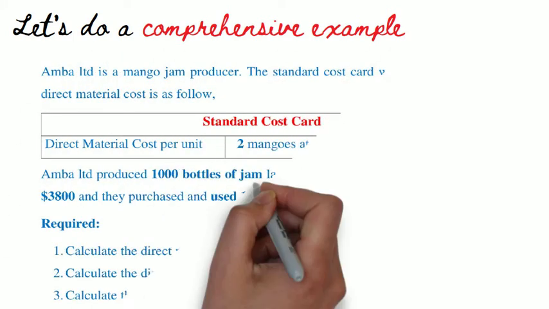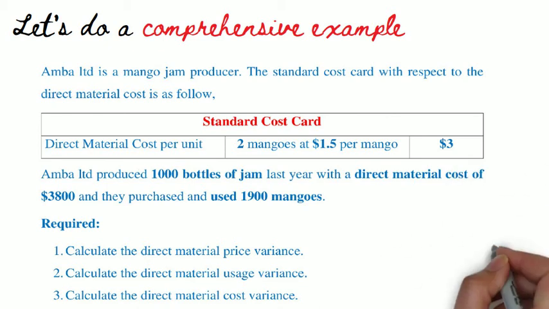Amber Limited is a mango jam producer. The standard cost card with respect to the direct material cost is as follows. Direct material cost per unit: 2 mangoes at $1.5 per mango. Then the total cost is $3 per unit. Amber Limited produced 1,000 bottles of jam last year with a direct material cost of $3,800 and they purchased and used 1,900 mangoes.